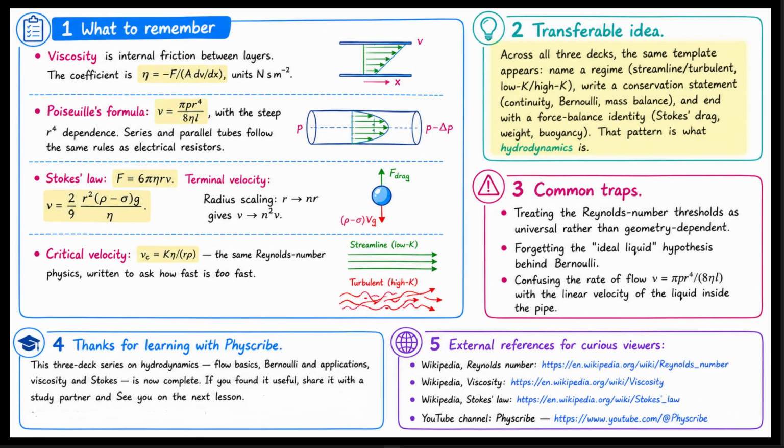Watch for common traps: treating the Reynolds number thresholds as universal rather than geometry dependent, forgetting the ideal liquid hypothesis behind Bernoulli, and confusing the volumetric flow rate Q equals pi p r to the fourth over 8 eta L with the linear velocity v of the liquid inside the pipe.